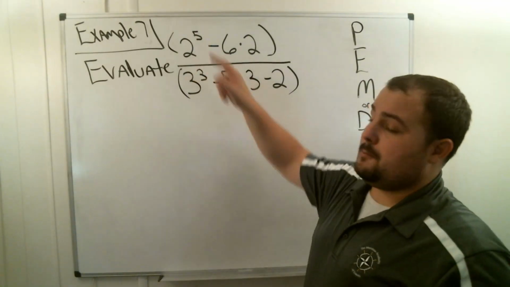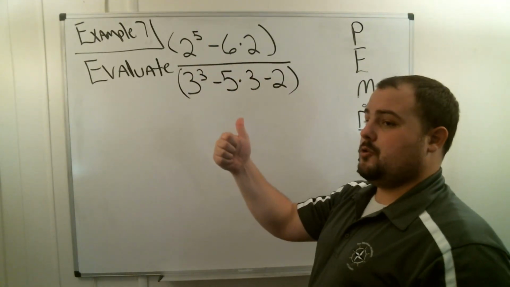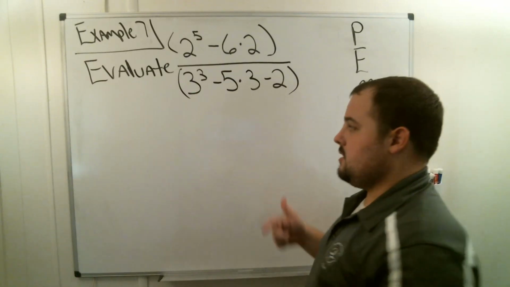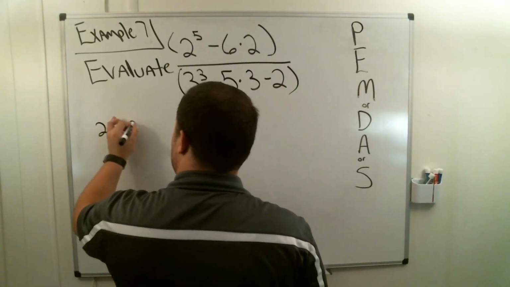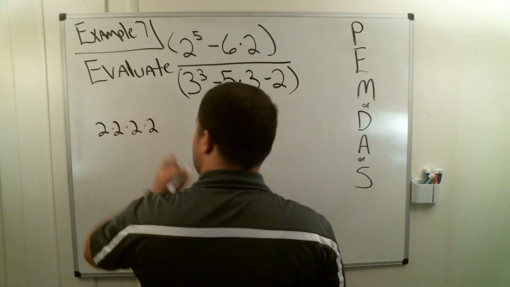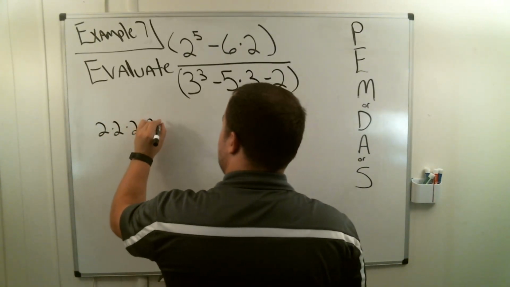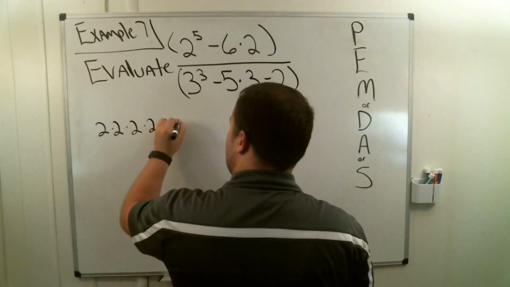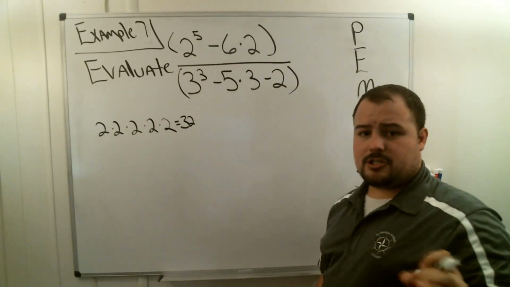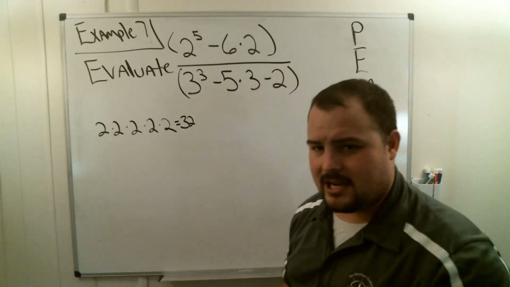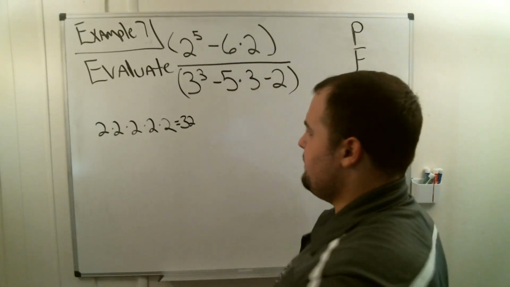So, 2 to the 5th power. Well, that's 2 times 2, which is 4. 4 times 2, I'm going to write this out. 2 times 2, that's 4. Times 2, that's 8. Times 2, that's 16. And 16 times 2, that equals 32. So this 2 to the 5th power is going to change to 32. Now notice I'm not using a calculator. I'm just doing it all up here.